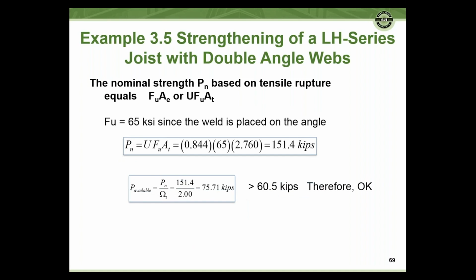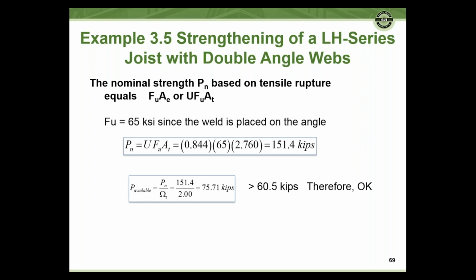So we have to calculate our capacity based on tensile rupture. Based on tensile rupture, that equals F sub U times the effective area, and our effective area is just U times A total. There are no holes or anything like that, so our effective area is simply U times the total area. Plug in our shear lag factor.